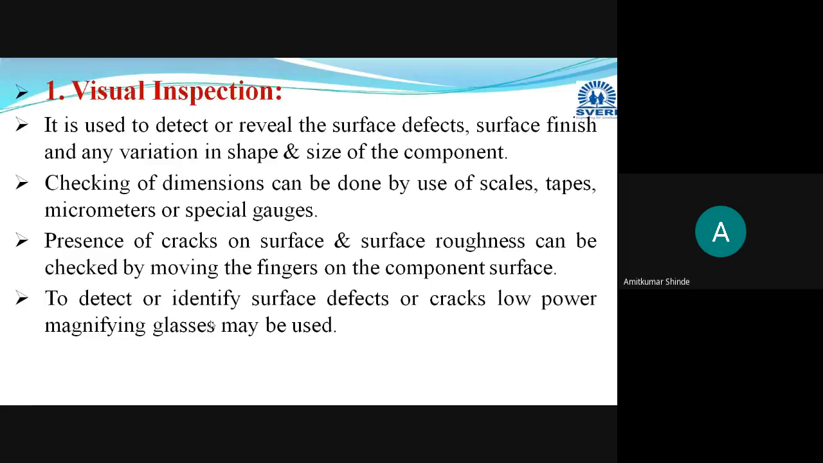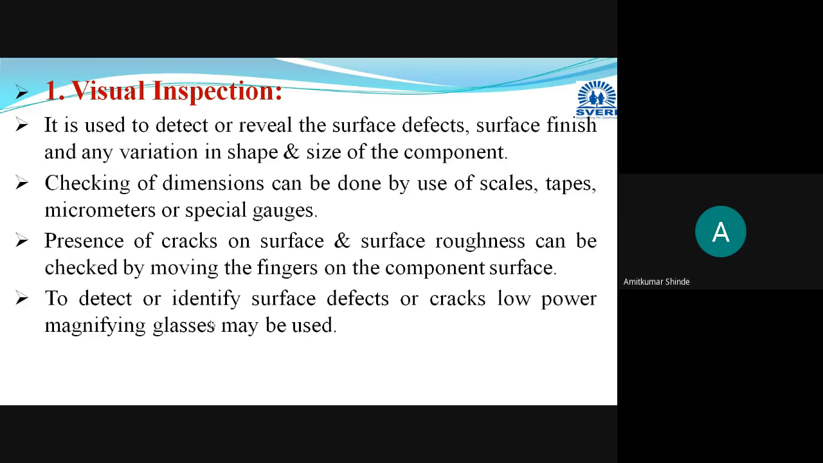I will repeat this part, visual inspection. In the visual inspection, we are going to check the shape and size of the component with the help of some measuring instruments like scales, tapes, or different types of micrometers or gauges. And we are going to check whether any kind of surface defect is present by just moving our fingers on the component surface. And we can also check the surface finish of that component.